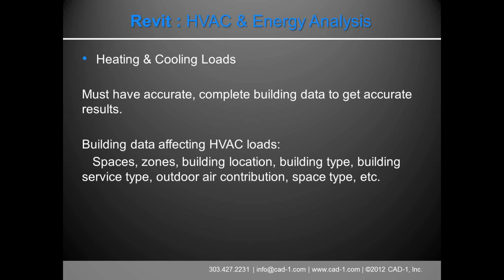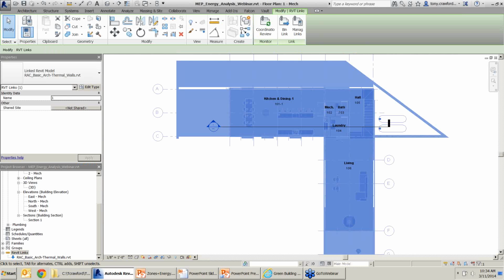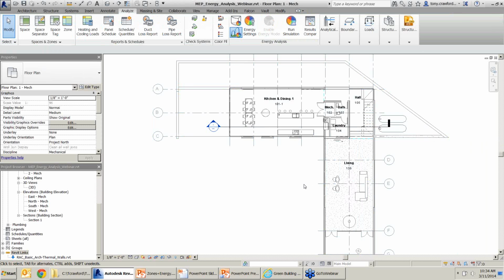at night. Building service type, is it forced air? Is it radiant floors? As well as the outdoor air contribution, the space type, and there's other information with that. So let's take a look at some of the specifics on this, and I'll go through each of these steps. A couple things to keep in mind. Phasing does matter. If you have an existing building, a new construction, or if there's multiple phases of construction, you do want to do your analysis in the right phase, because that's the building materials that it looks at.